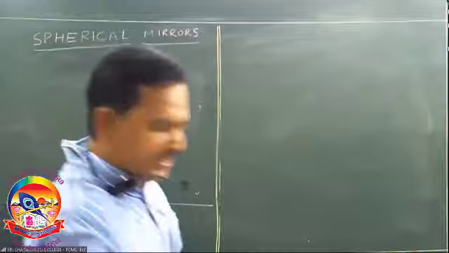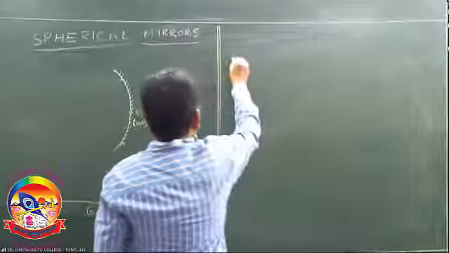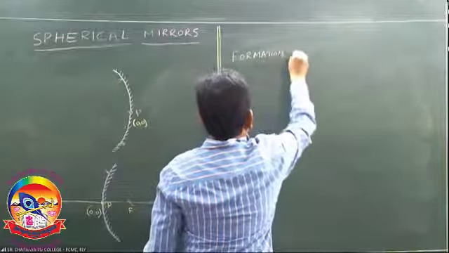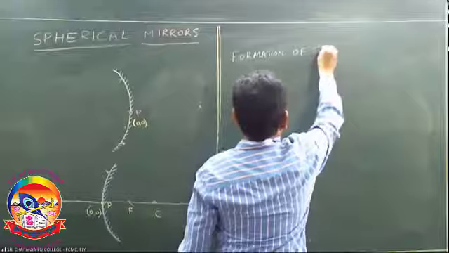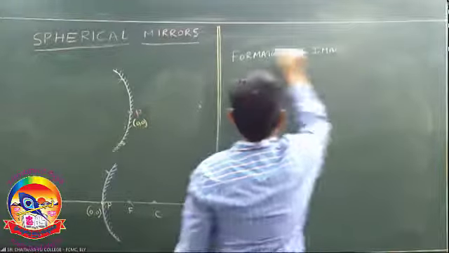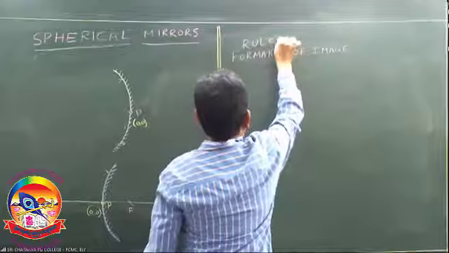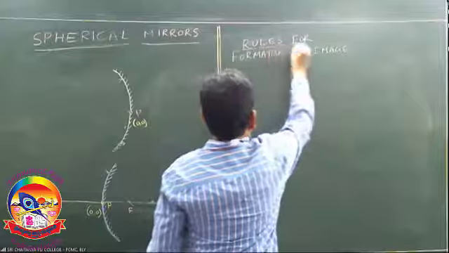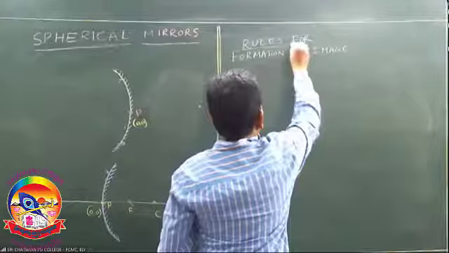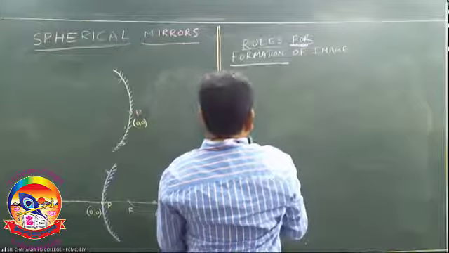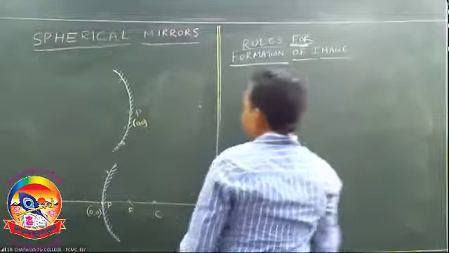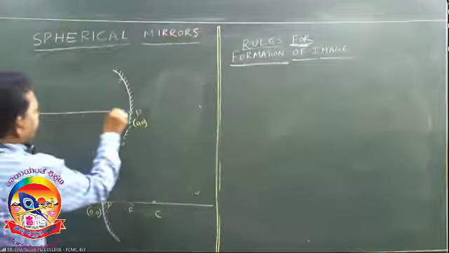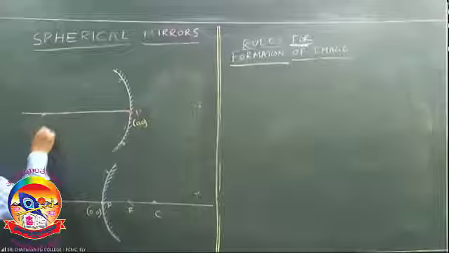A small side heading: rules for formation of image by the spherical mirror. Four rules are there.